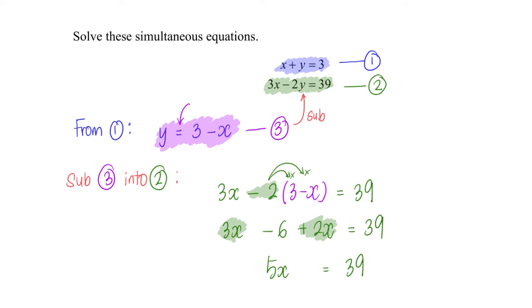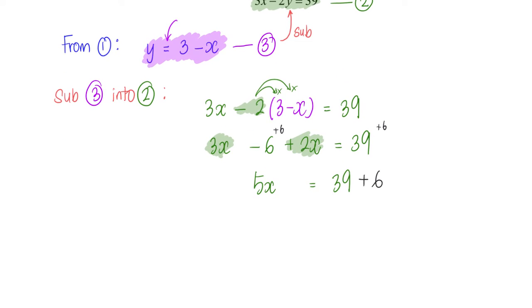I'm going to add 6 on both sides so that this will become 39 plus 6. Why do I do that? Because 6 minus 6 will be equals to 0. 0 saves the day here. Okay, so that's what is happening. And now once I have this, it becomes pretty straightforward.